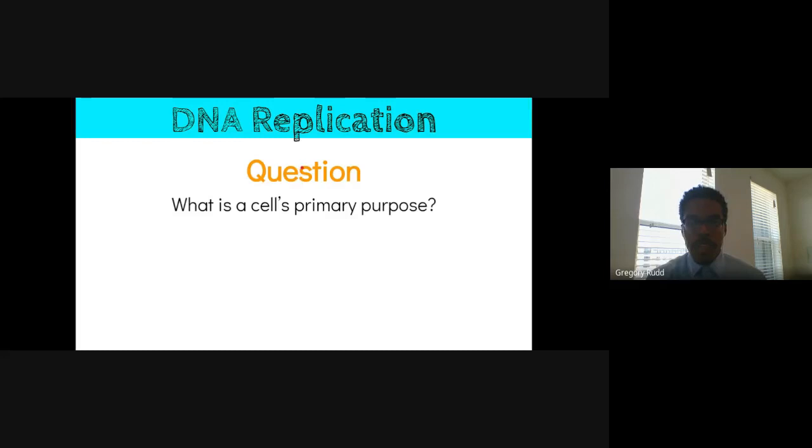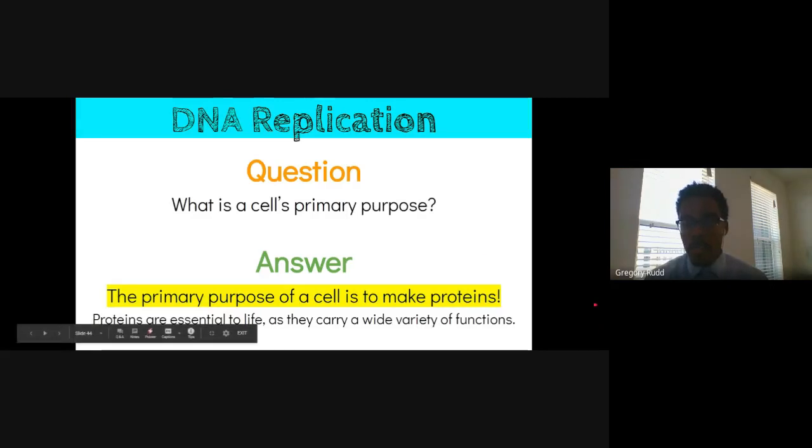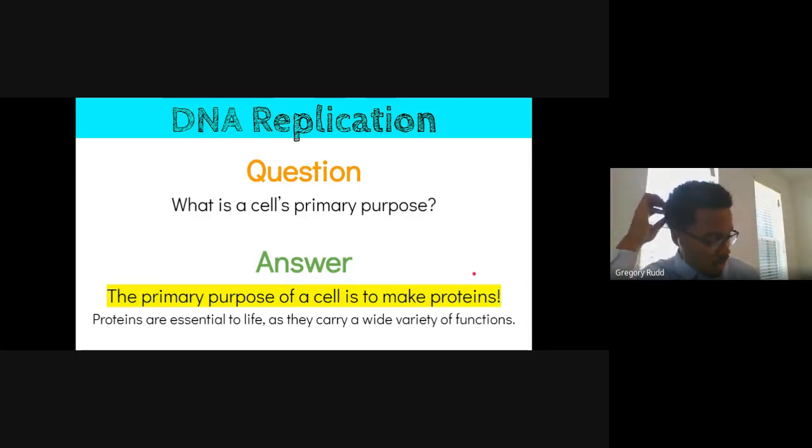Okay, so in the interest of time, I'm going to give the answer, but both Jaden and Joseph gave really good, important contributions to the answer. So the primary purpose of any cell is to make proteins, because proteins are essential to life. They carry out a wide variety of functions. So you should definitely write down this answer. This is really what this central dogma is all about. How do we go from DNA to proteins? We need to be able to make specific proteins.